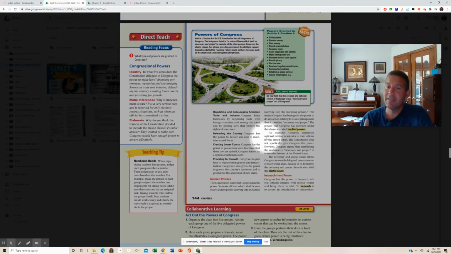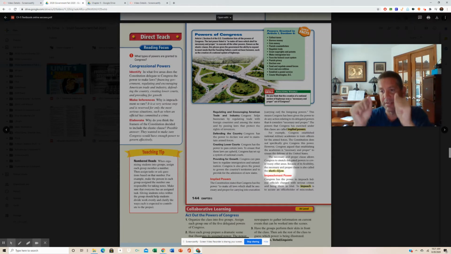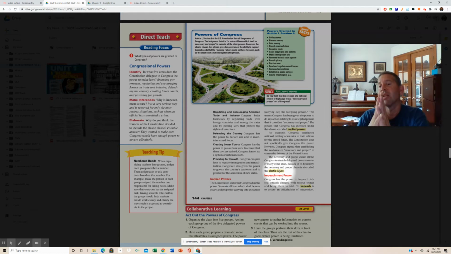Because that has come to be defined very broadly. What is necessary and proper? Well, lots of stuff Congress has decided and courts have allowed. That's become called the elastic clause because it's stretchy, like elastic or a rubber band, like it's very large. Congress can do lots of things that have become defined as necessary and proper for Congress to do.